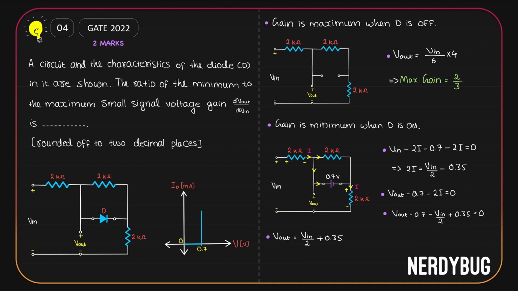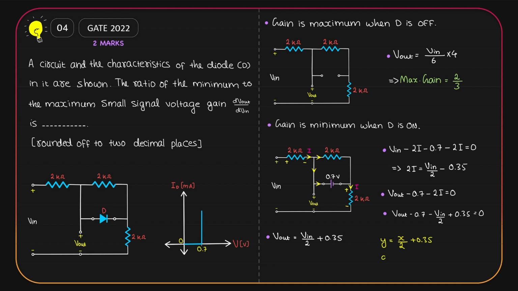Now what we want here is the small signal voltage gain, which means the small change in the output for a small change in the input. Basically dVout by dV input. So here we get V output is V input by 2 plus 0.35. For simplicity, I will write it as y equals x by 2 plus 0.35.